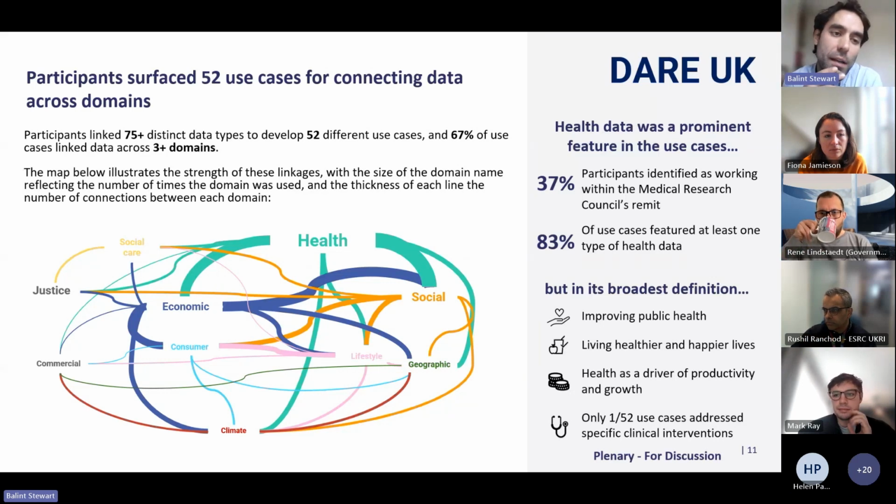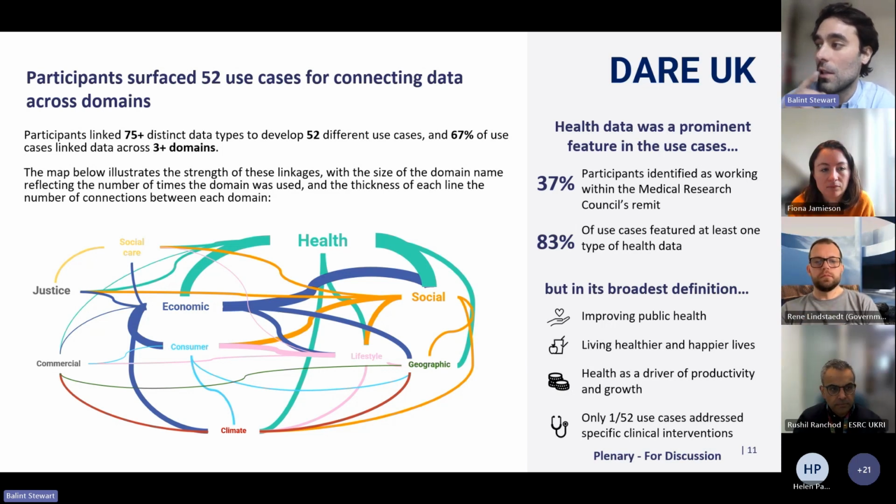So you have 52 use cases for connecting data across domains, over 75 distinct data types, and importantly, I think over 2/3 of those brought data across 3 or more of those high level domains. And this picture here illustrates 2 pieces of information. The size of the domain, the number of use cases in which those domains were represented. And then the thickness of the line is the number of times that that data was linked to some other type of data within the use case.